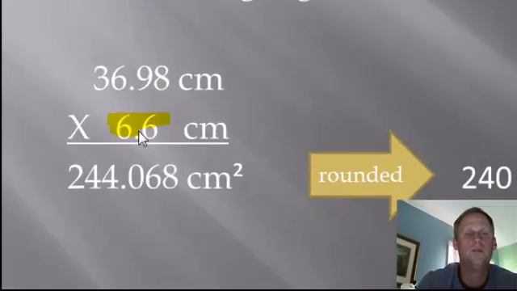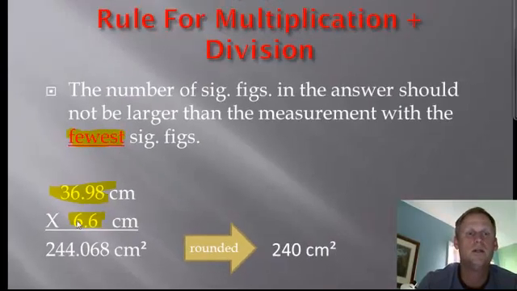This number has 2 sig figs. This number actually has 4 sig figs. So how many can our answer have? Well, it's the one with the fewest. I highlighted it here. Since I only have 2 numbers that have meaning, in my answer I can only have 2 numbers with meaning. Now, you might say 240 has 3 numbers, but it doesn't.